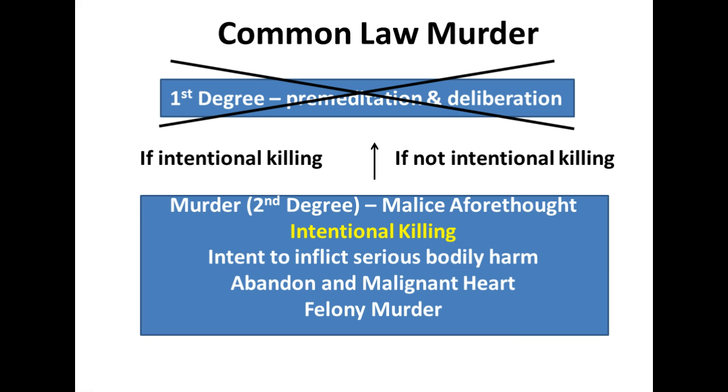So it's really a 3-part mens rea analysis. 1, does it qualify for common law murder? And then, is the malice aforethought an intentional killing? If so, you then go up and look to see if there is premeditation and deliberation. If there isn't premeditation and deliberation, but it's an intentional killing, it will be second-degree murder. If it's not an intentional killing, you won't even go to first-degree murder.